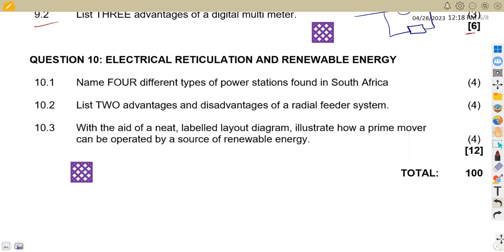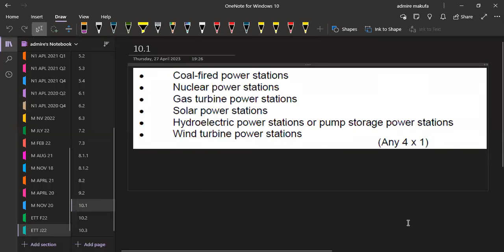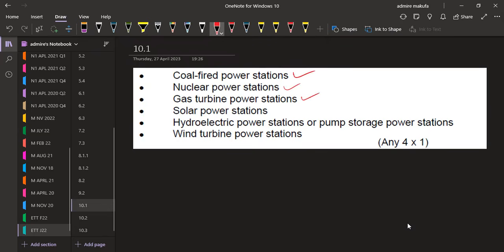So on 10.1, we are asked to name 4 different types of power stations found in South Africa. Okay, so in South Africa, what are the different types of power stations that we have? We have got a list, and just 4 are needed. So from this list, you're going to pick 4. We've got coal-fired power stations. We also have nuclear power stations, gas turbine power stations, solar power stations, hydroelectric power stations, pump storage power stations, and wind turbine power stations. All these are in South Africa, so you can pick any 4 from these ones.